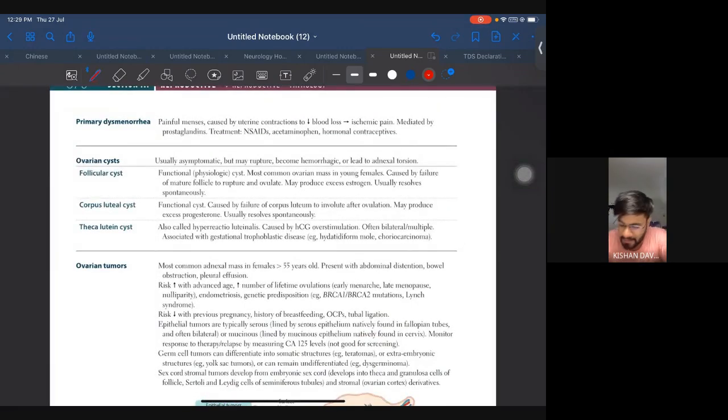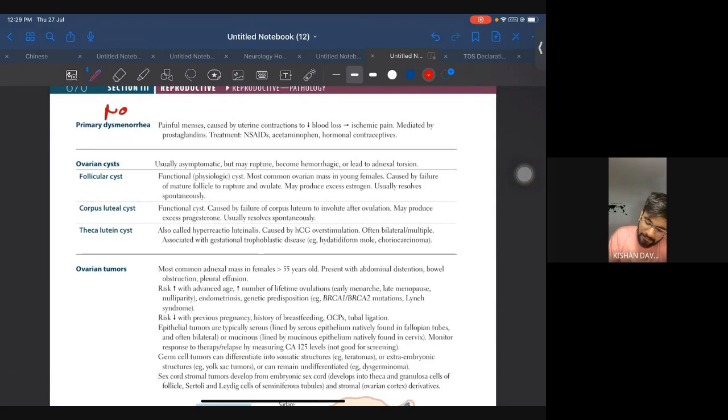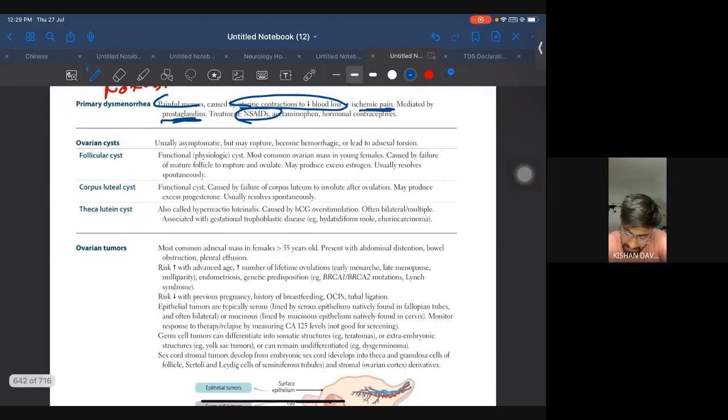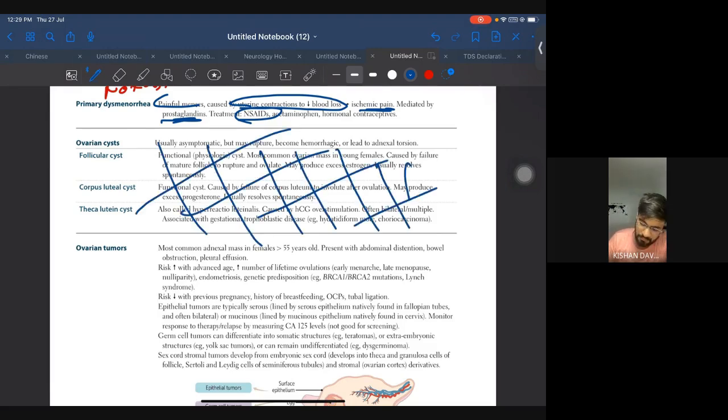Primary dysmenorrhea, not asked, but let's do it. Small thing. Painful menses caused by uterine contraction due to decrease in blood flow and ischemic pain mediated by prostaglandin. Treatment is NSAIDs. Never asked this. Ovulation avoidance, never asked. Leave it.